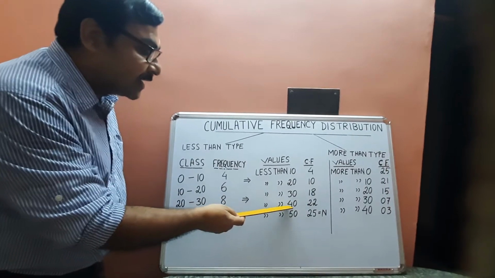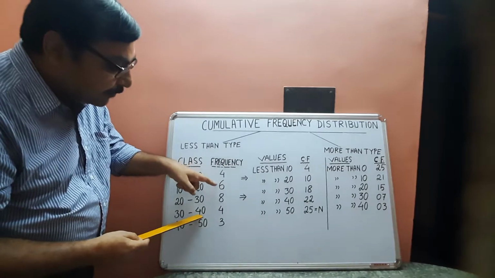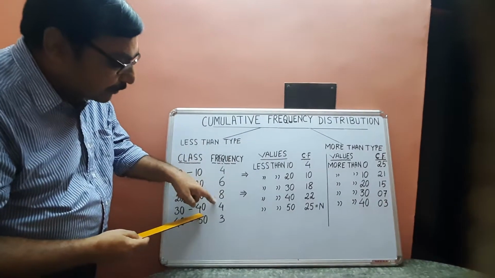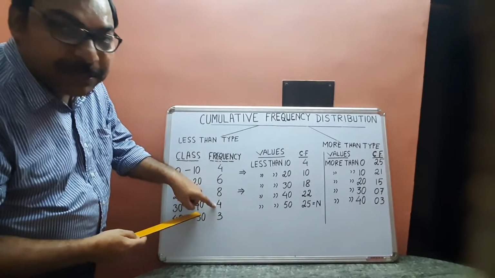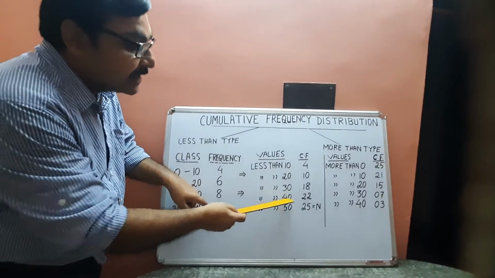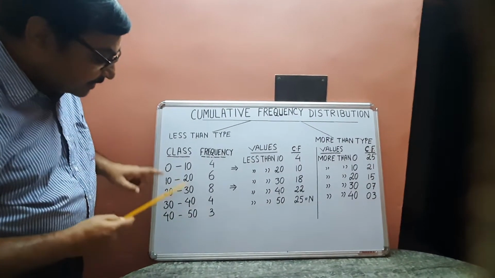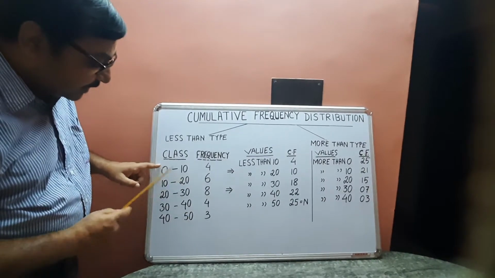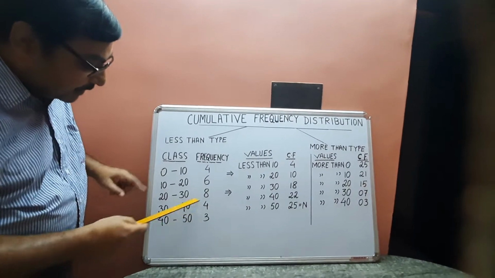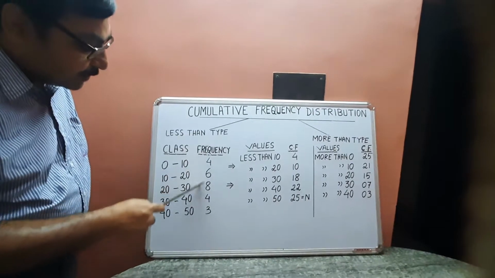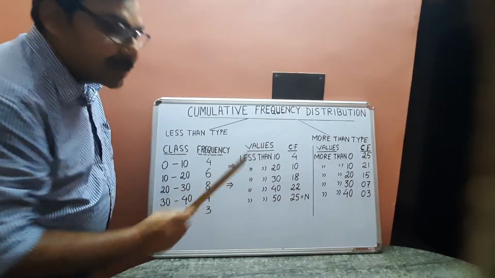Same way, less than 40 means you have to consider 0 to 40, 4 classes are there and the 4 frequencies are 4, 6, 8, 4. 4, 6, 10, 18 plus 4, 22. So number of items less than 40 is 22. Last, number of items less than 50 means you have to consider the entire distribution 0 to 50. Less than 50 means 0 to 50, and 0 to 50 means 5 classes are there. So take the total of all frequencies of 5 classes, and the total becomes 25.